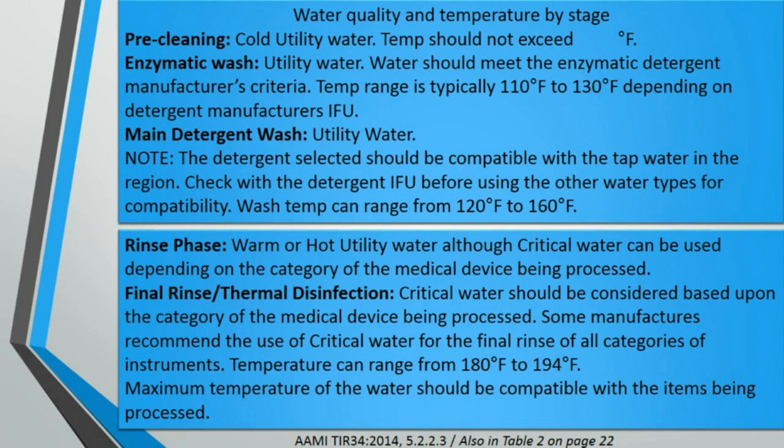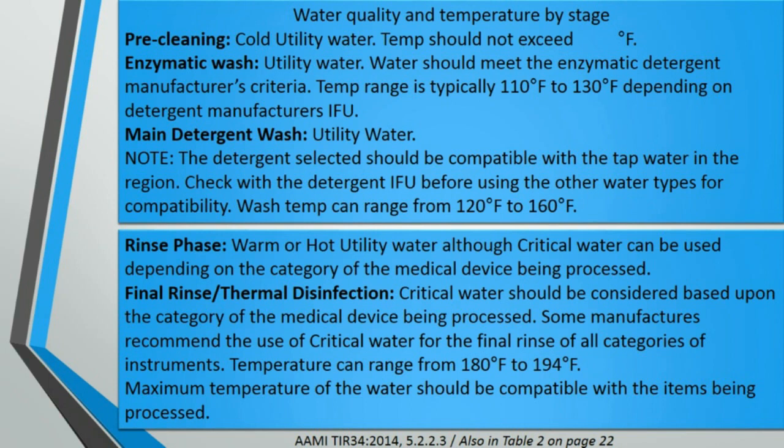Then we get into our main detergent wash. This is again with utility water. The detergent selected should be compatible with tap water in your region. So if you happen to know that you have specific water because of where you live, seeking out the right detergent, the one that's formulated to work best with your water, is going to give you the best results. The wash temp range there has gone up just a little bit again, right? About 120 to 160 there.